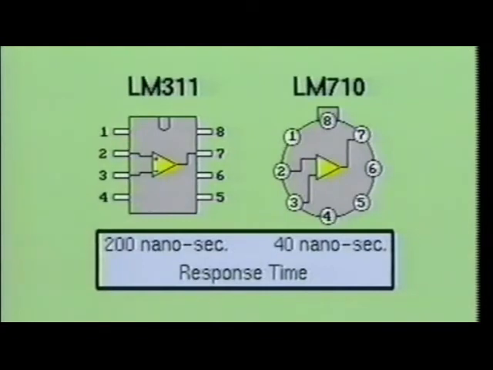For faster switching times, special op-amps are designed specifically for fast comparator applications. The LM710 and the LM311 are two such op-amps. The LM710 has a switching time of only 40 nanoseconds, and the LM311 has a switching time of approximately 200 nanoseconds.